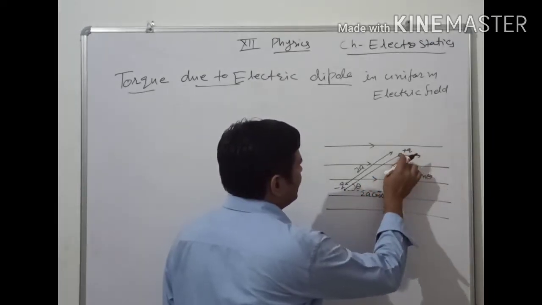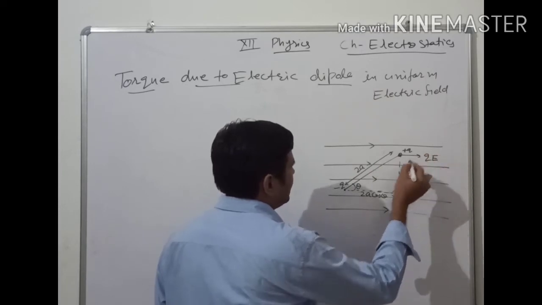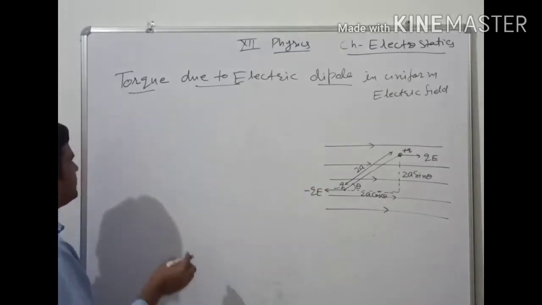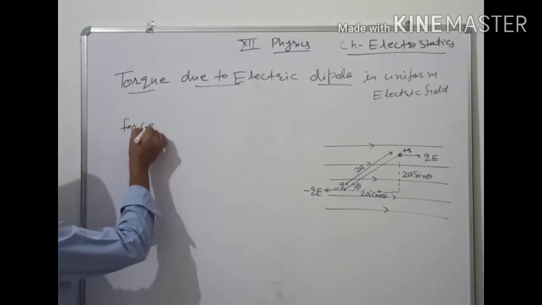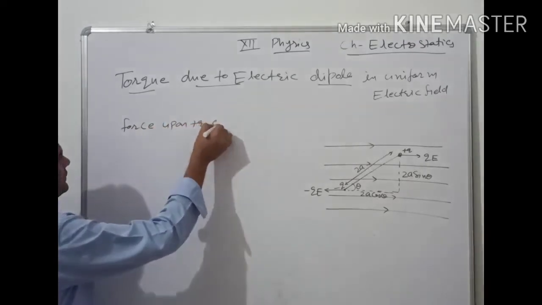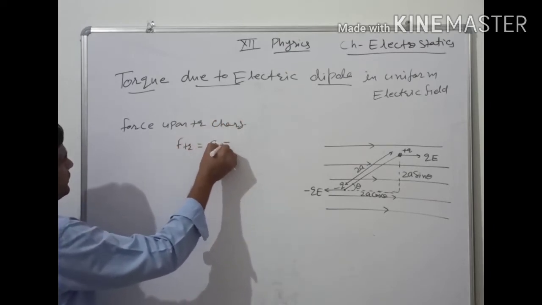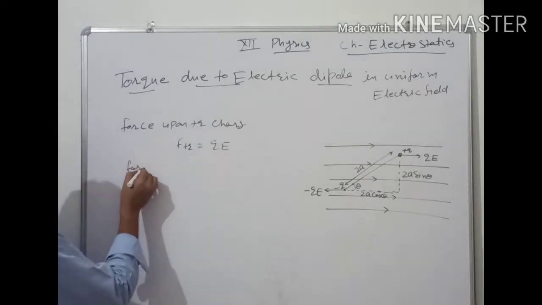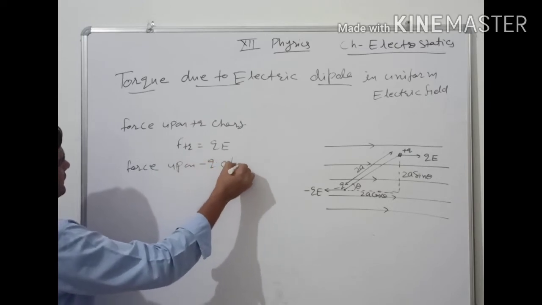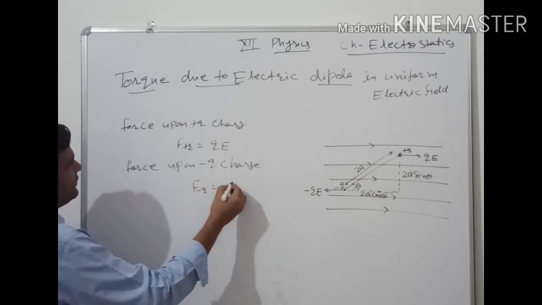The force due to the electric field upon a charge is F equal to Q into E. Now for the minus charge it is minus Q into E. Now we are going to calculate the force upon the plus Q charge. It is F plus Q equal to Q into E. Now the force upon the minus Q charge is F minus Q equal to minus Q into E.